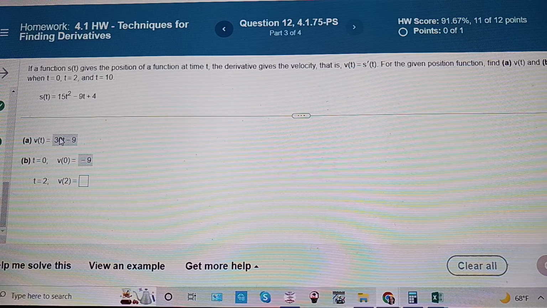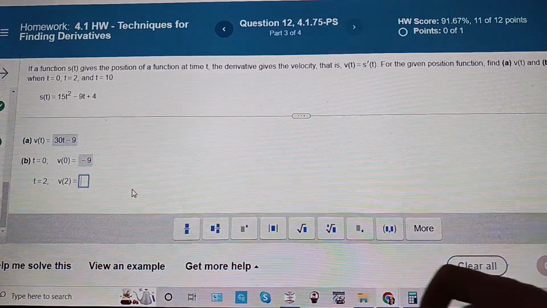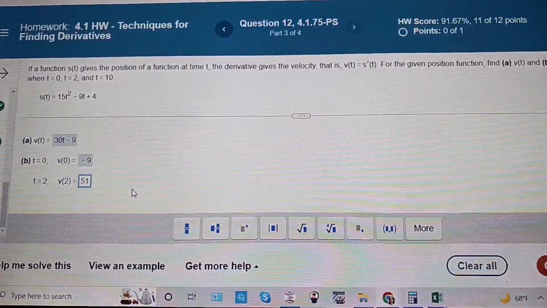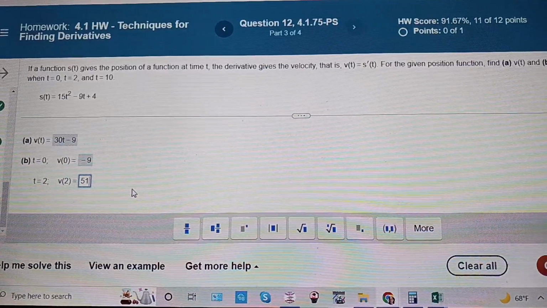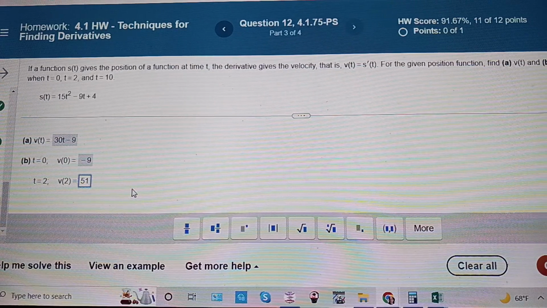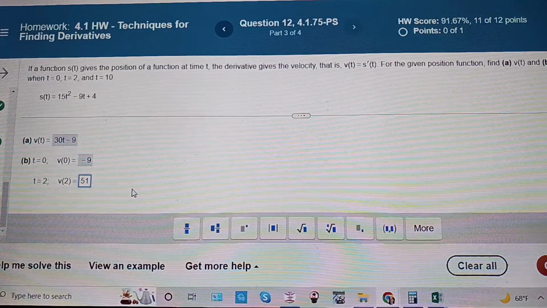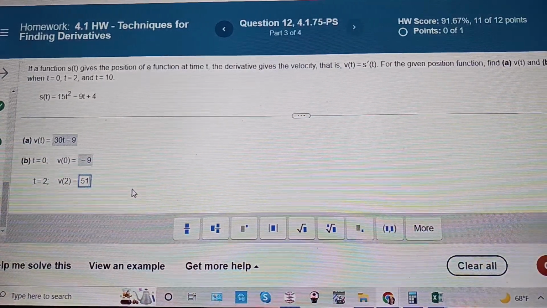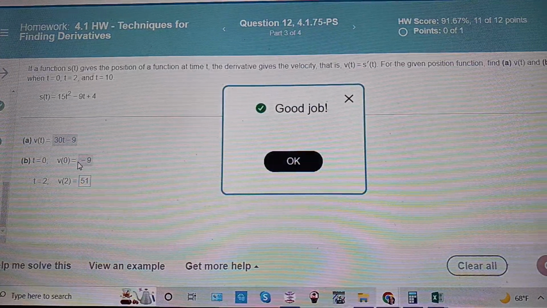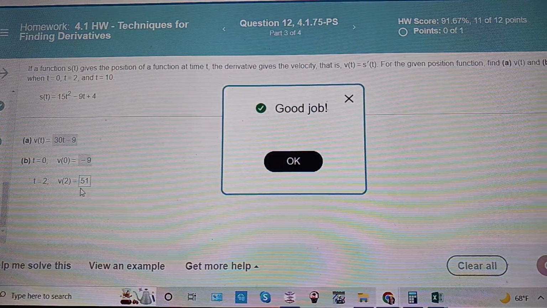So plug 2 in. 30 times 2 is 60. 60 minus 9 is 51. So it must hit the ground and bounce back up in less than 2 seconds. And by 2 seconds later, it's already going up at 51 units per whatever. It doesn't say what the units here are, but maybe like meters per second or miles per hour if it's like a rocket ship blasting off or something. So they did this on purpose to show you velocity can be negative or positive.